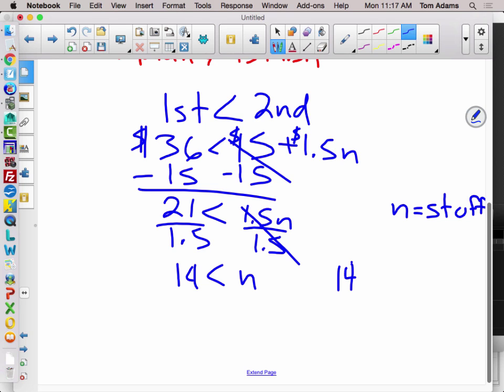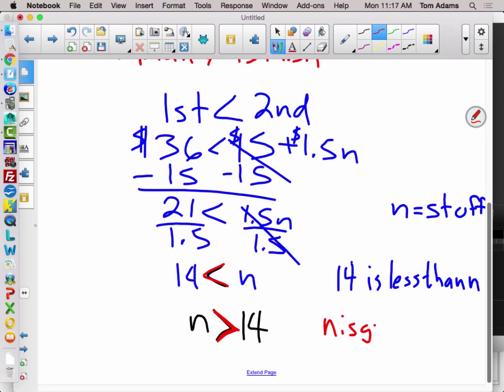So what I'm really saying is 14 is less than n. Another way that you could think of that. See how this is pointing towards the 14? I could say n is greater than 14. Which way is my inequality symbol pointing? Towards the 14. Which way is it pointing here? 14. So 14 is less than n is the same as saying n is greater than 14.